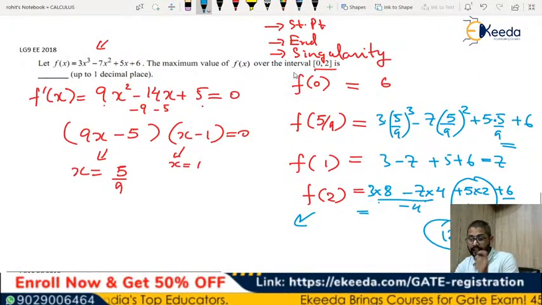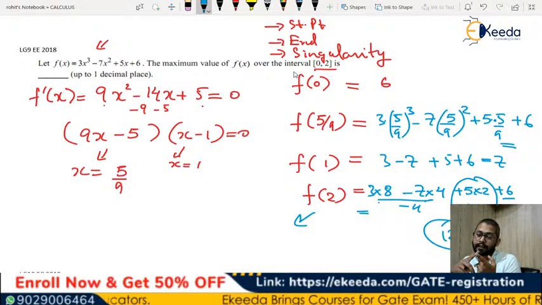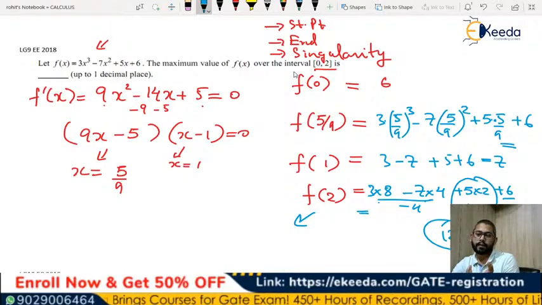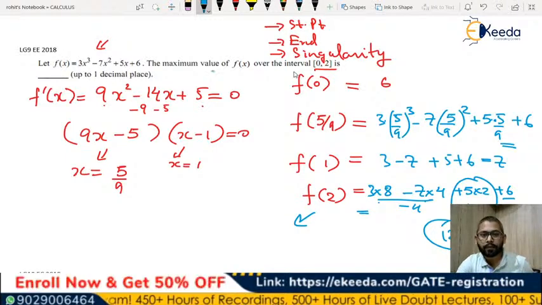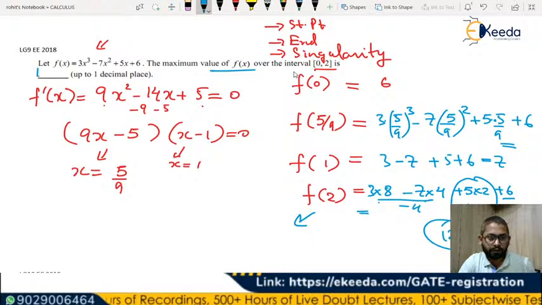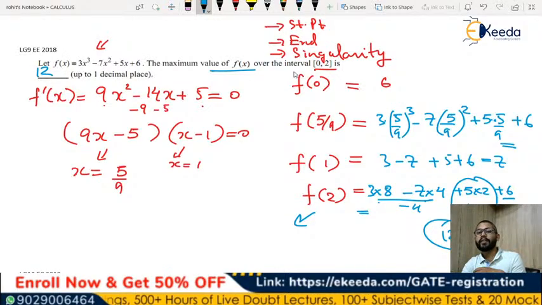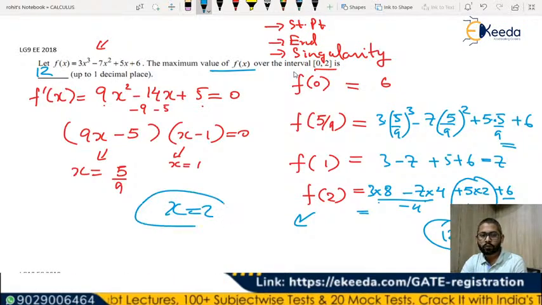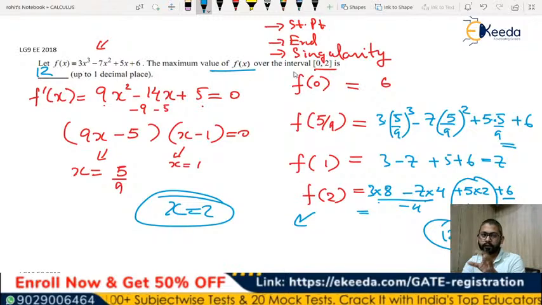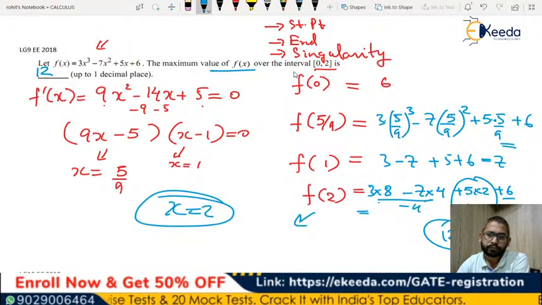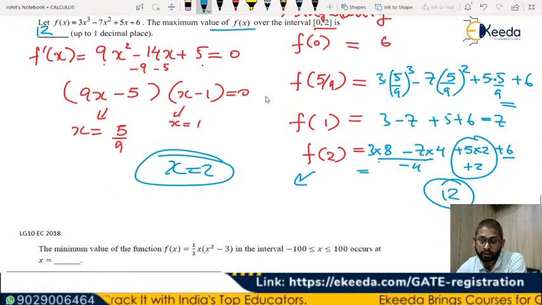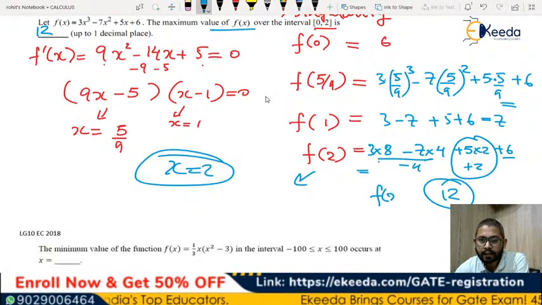You have to always check what they are asking, whether they are asking the maximum value or the point where the maximum value is occurring, right? Where the value is maximum, or what is the maximum value. So they are asking the maximum value of f of x. So the maximum value of f of x is 12. But if they were asking for the position, then you could have said x is equal to 2. So please take care of the difference and what they are actually asking. So, sorry, function f of x is equal to 12 is the answer.